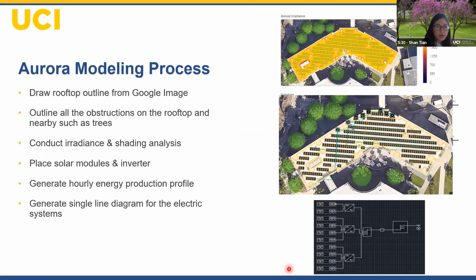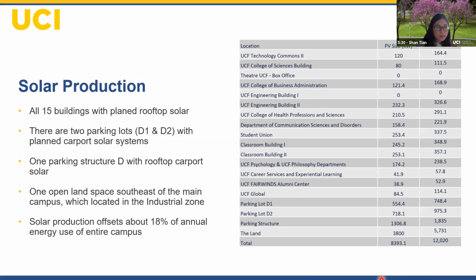We use Aurora Solar to design the PV system. First, we draw the rooftop on Google imagery and perform shading analysis to choose the best location to place solar panels. Inverters are then placed near the edge of the roof for easy maintenance and wiring. Lastly, a single line diagram for the electrical system is generated.